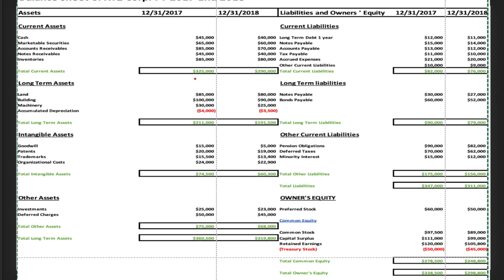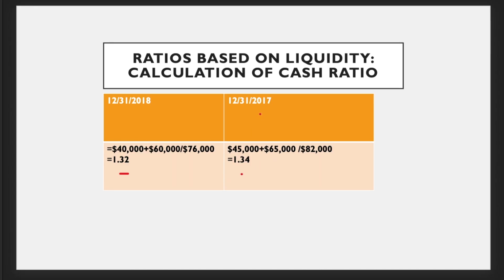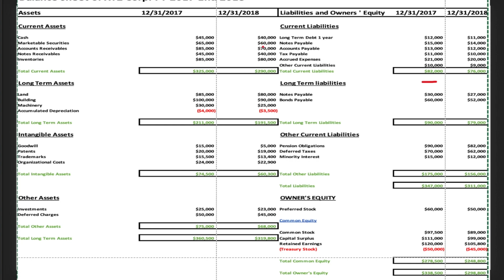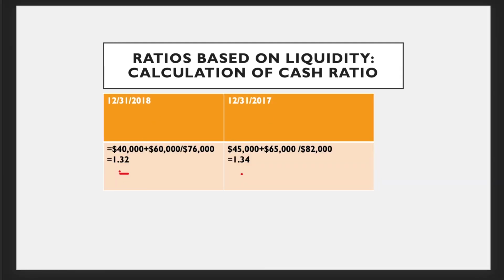So the cash ratio for 2017 would be $45,000 plus $65,000 divided by its current liabilities of $82,000, which is 1.34. For 2018, $40,000 plus $60,000 divided by $76,000, which would be 1.32. In this working capital measure, the firm's position declined, but the coverage is still positive, that is, the ratio is greater than 1. Basically, high cash ratios may indicate that a company is inefficient in the utilization of cash. Any ratio which is above 1 is considered to be a good liquidity measure.